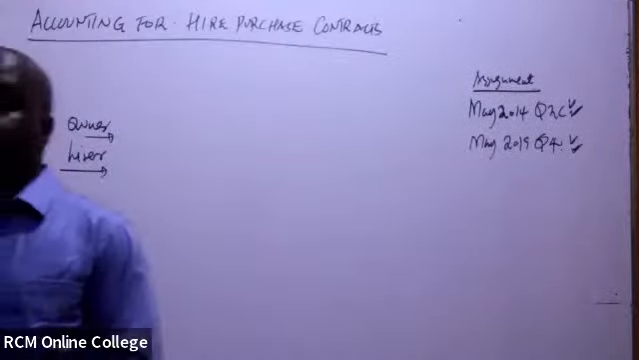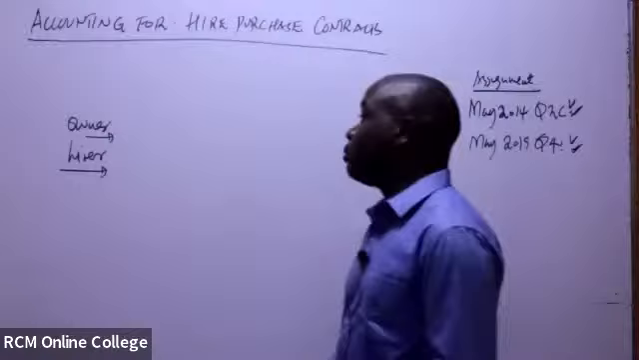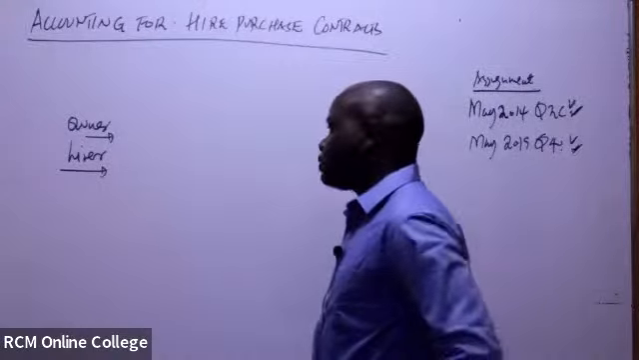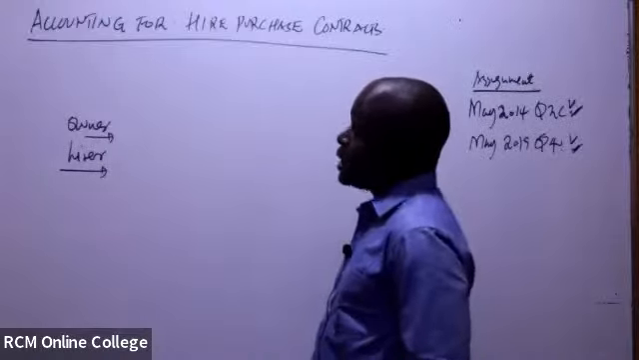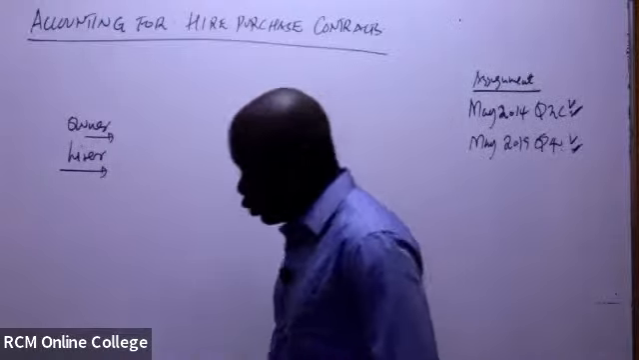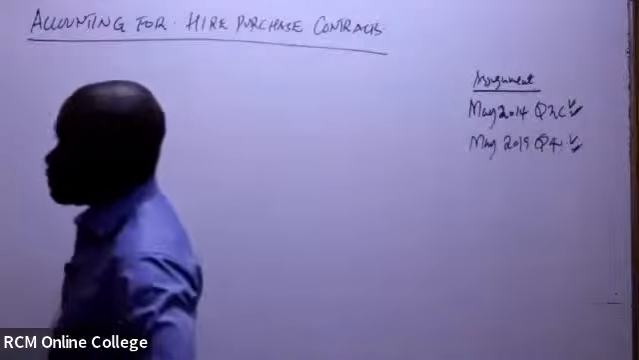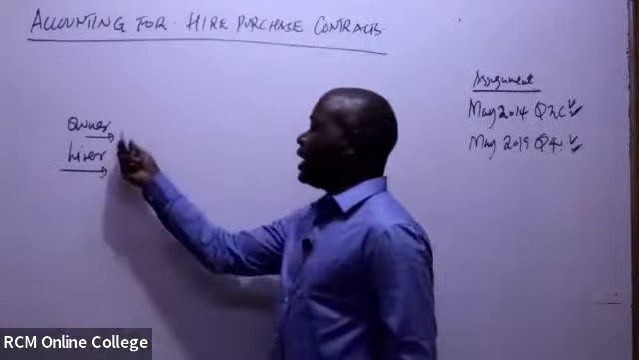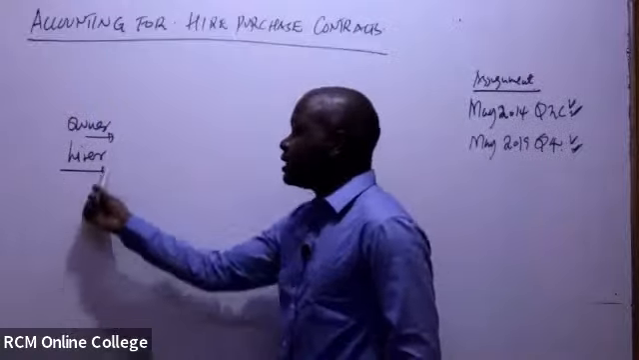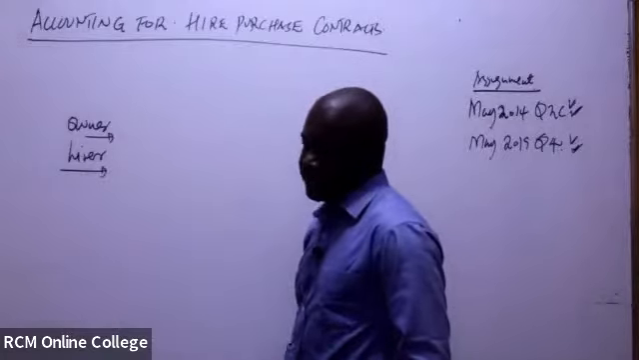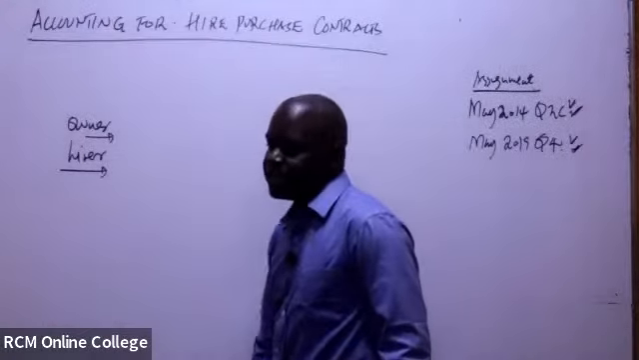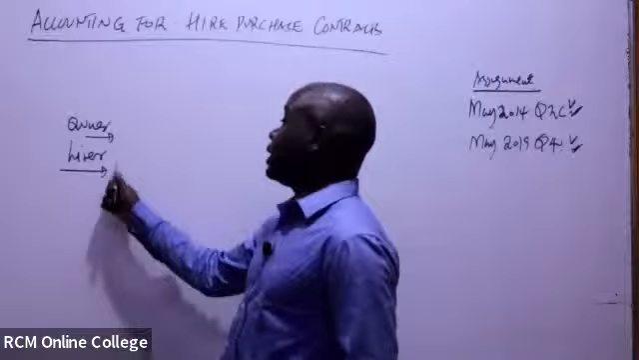So our main focus here will be to look at how the owner will account for these contracts, whenever he has sold goods on hire purchase to his customers. Eventually, we'll discover that this owner will account for these hirers like debtors, because the hirer owes him some money.